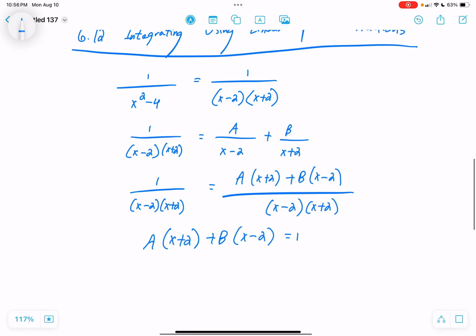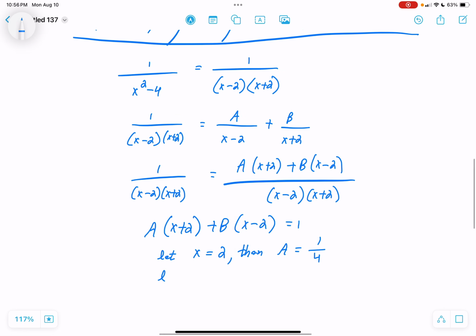Alright, well, what if I let x equal 2? If I let x equal 2, then a will equal, well, let's see, I'd get 4a equals 1, and I'd get a equals 1/4. And notice how I chose a convenient value of 2, because that eliminates my b variable that I have to solve for.